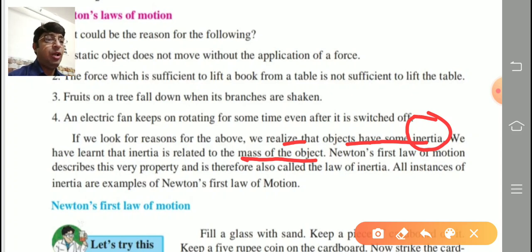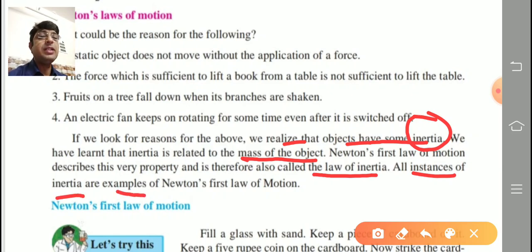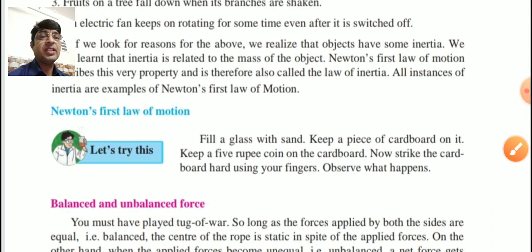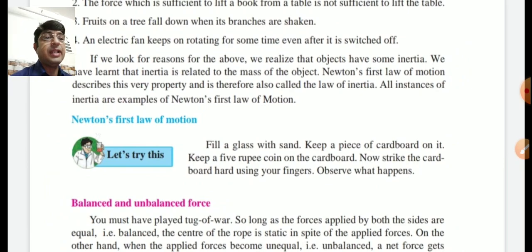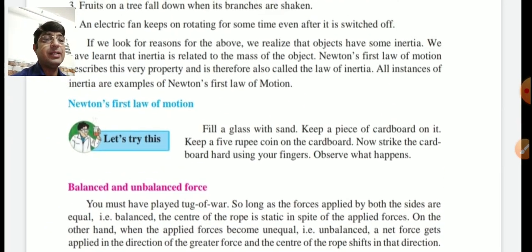Newton's first law of motion describes this very property, and therefore Newton's first law of motion is also called the law of inertia. Underline, all examples of inertia are the examples of Newton's first law of motion. Now Newton's first law of motion. Let's try this. Page number 12.